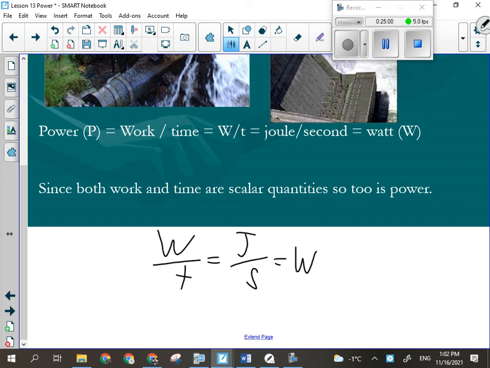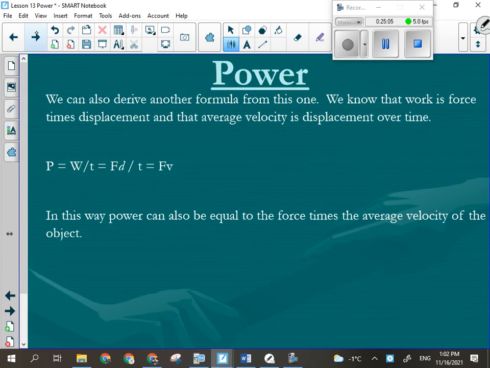All right, everyone okay with the idea of what a watt is? Joule per second? Okay.